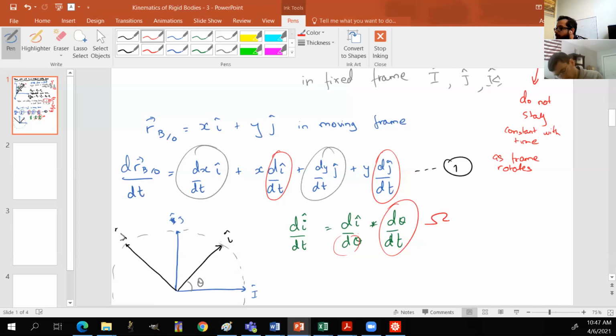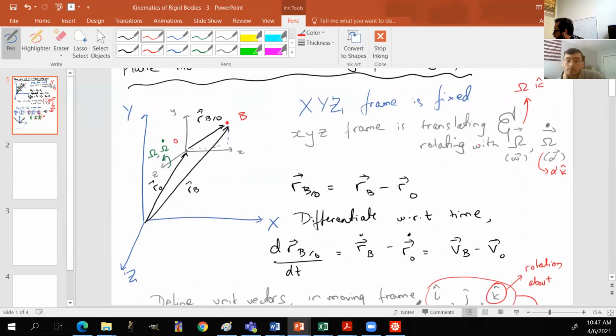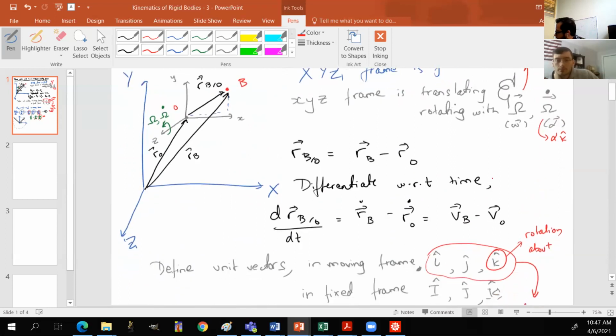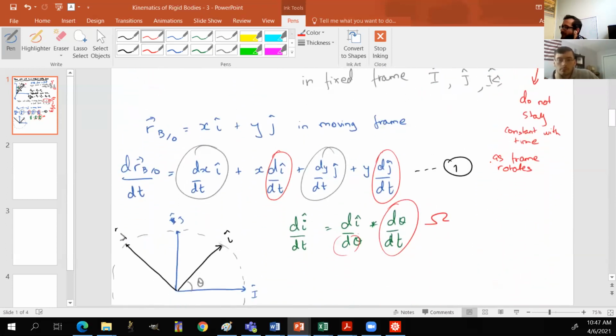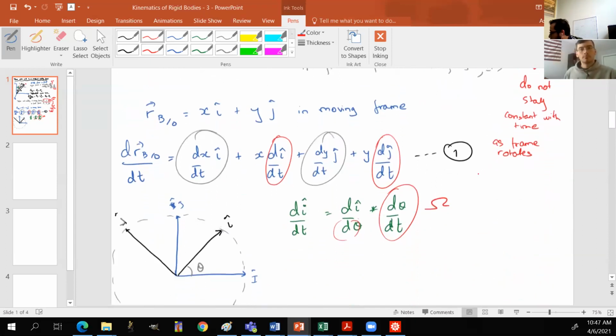Are we using uppercase omega for that now? Yeah, uppercase omega. So uppercase omega and uppercase omega dot are the same thing as lowercase omega and lowercase alpha. I'm exposing you to everything you might be exposed to.